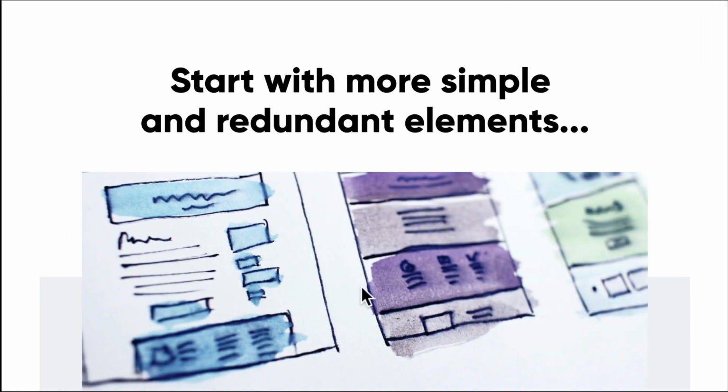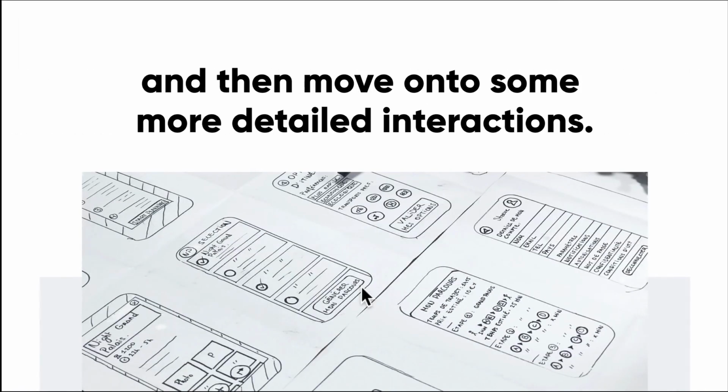The next step is to think about the bigger picture and more basic elements that are much more redundant that you'll see. They'll really help you kind of frame your sketches, whether it's a footer, it's a header. Think about those elements that you're going to be seeing a lot of. And then from there, move on to some of the more detailed elements and the more detailed interactions.